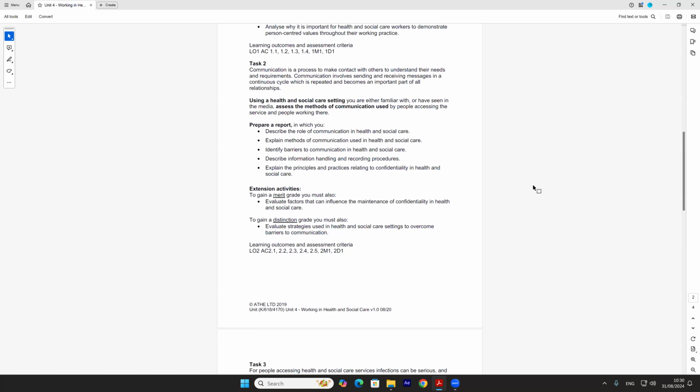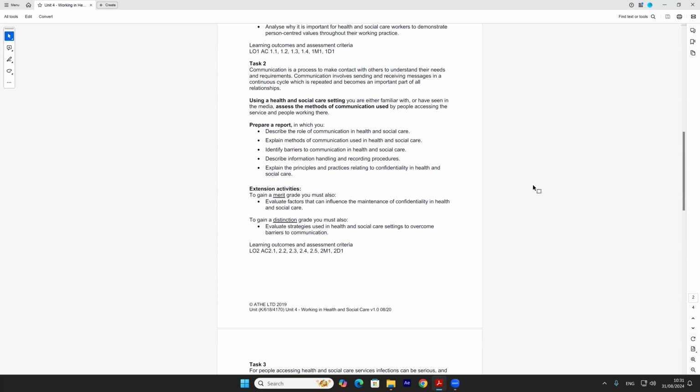Then we have exceptions to confidentiality. There are some situations where confidentiality may need to be breached, such as when there is a risk of harm to the individual or others. In such cases, the decision to breach confidentiality should be carefully considered and documented. Why is all of this important? Understanding the principles and practices of confidentiality is essential for maintaining trust, complying with legal requirements, and ensuring that individuals feel safe and respected in their care.